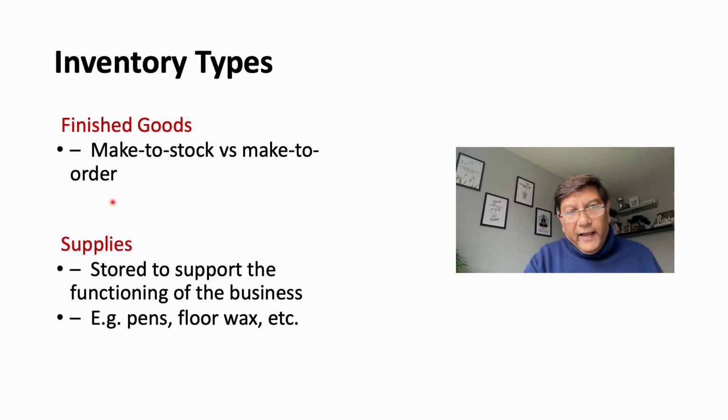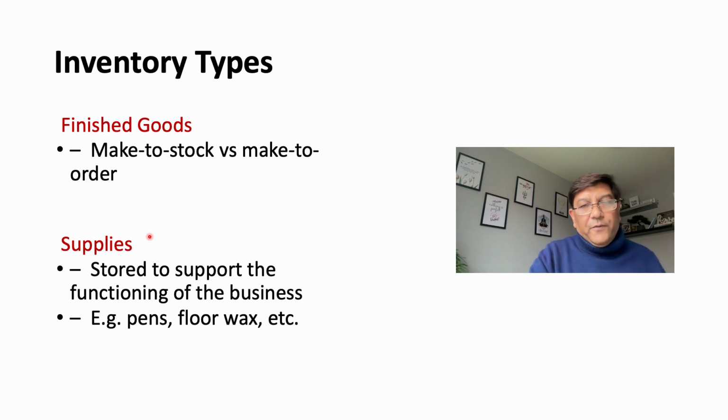Now, the traditional way is make to stock, where we manufacture something to keep the stock of it. That is what we have just discussed, that we don't need it anymore. We just focus on the demand, which is when we get an order from our supplier, we only manufacture, which is make to order. In that case, the supplies we store to support the functioning of the business.